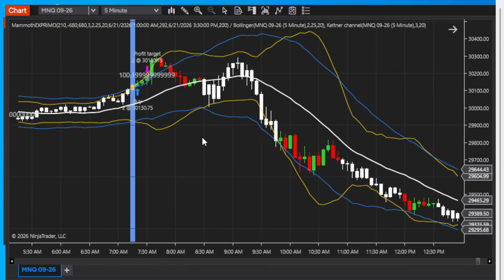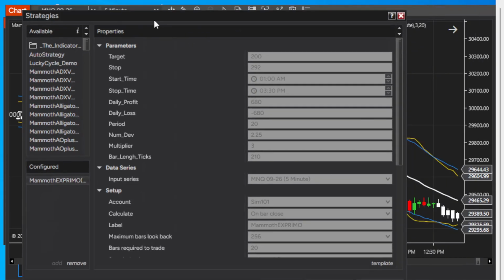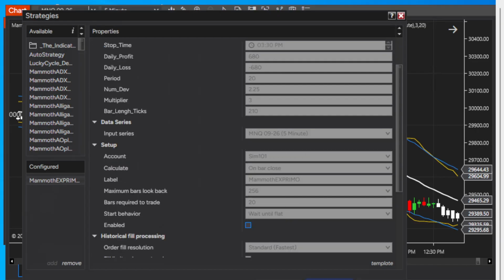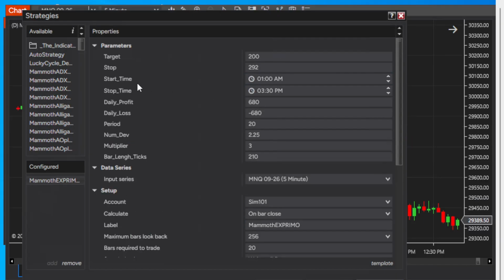Okay, and then there are two features in the strategies. You can see, I'm just going to table it, and this is the Exprimo. There are the parameters. Target: you can set the target here. You can set the stop loss here. And these are variables: you can set the start trading time, the stop trading time, the daily profit and the daily loss.